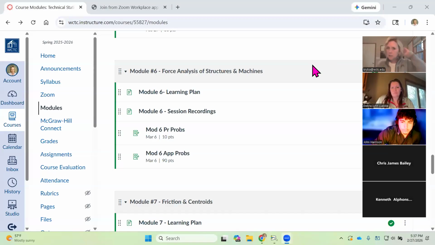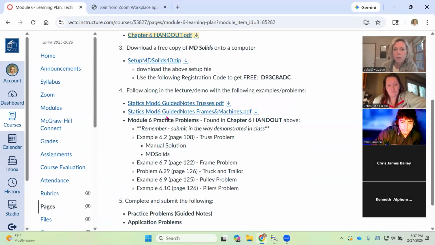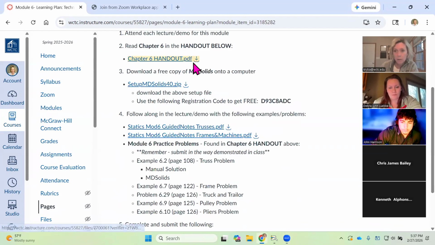Okay, so we're going to continue on in Module 6. In our learning plan here, you're going to notice that we're going to be working out of the handout for Chapter 6. So it's kind of nice, it goes along with Module 6.